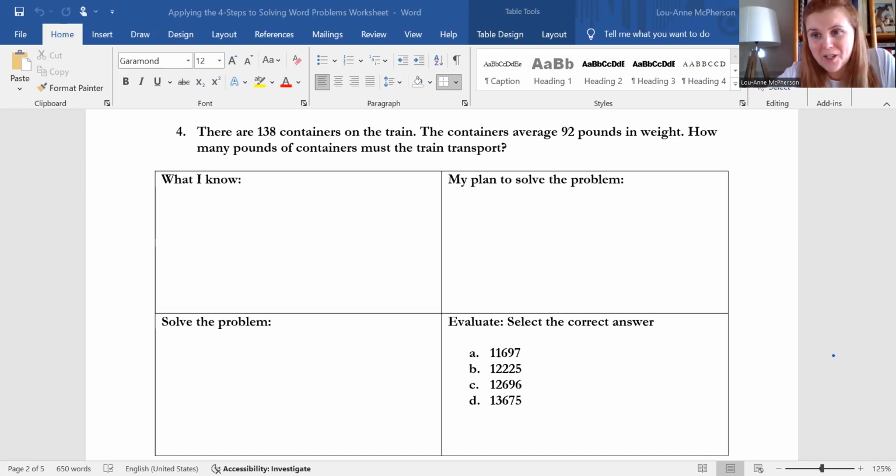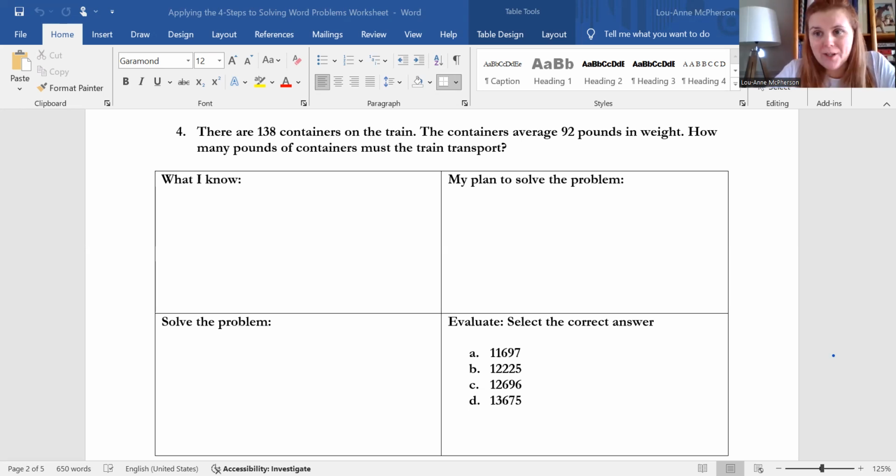Number 1, you have to identify what you know out of that word problem. Number 2, once you know what you need to do, then you can start to make a plan and start to think about what is required of you in the mathematical section. And then move on to number 3. This is where you actually do the math. And then the last step is to evaluate and find the answer on the options that are there.